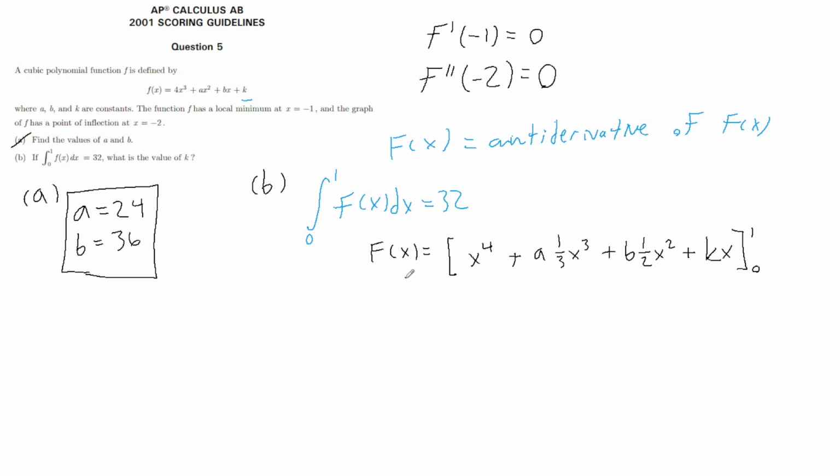So we only want x and k here, right? Because we're plugging these numbers in for x and we're trying to solve for k, but we still have a and b. So what we're going to do is take our values from part A and plug them in here. We know a equals 24 and b equals 36. So once we plug those in, we're going to have x to the power of 4 plus 24 times 1/3, which is 8, x cubed plus 36 times 1/2, which is 18, so 18 x squared plus kx. And our interval is still 0 to 1.